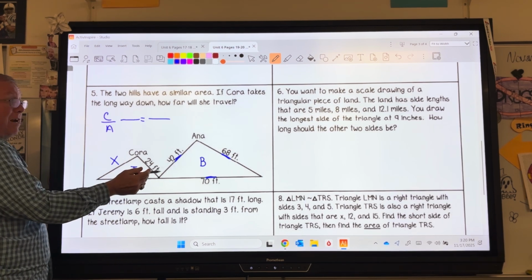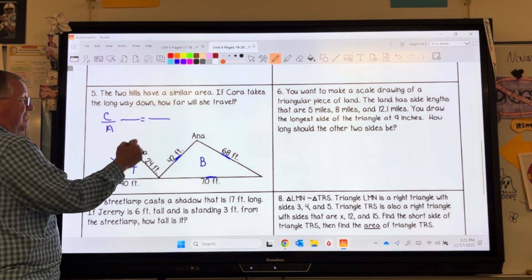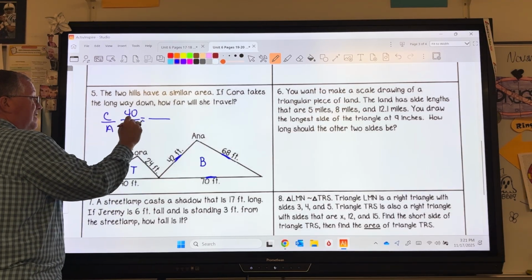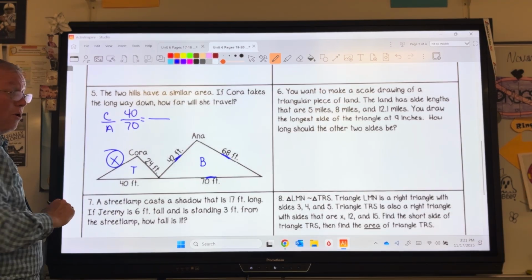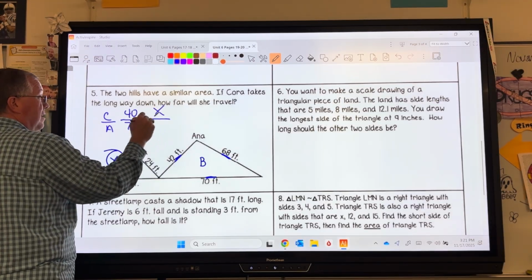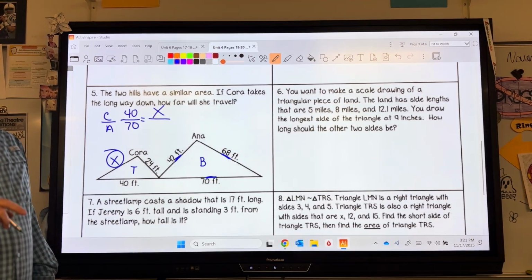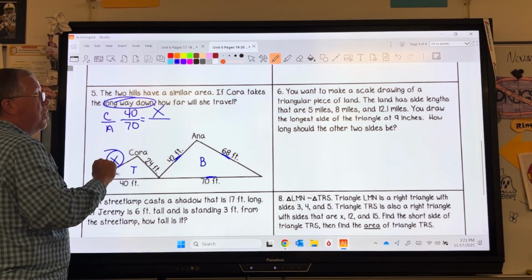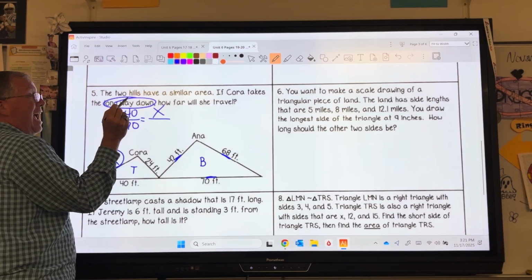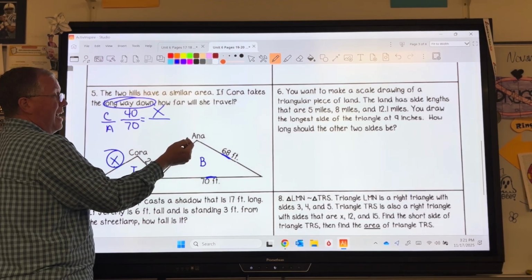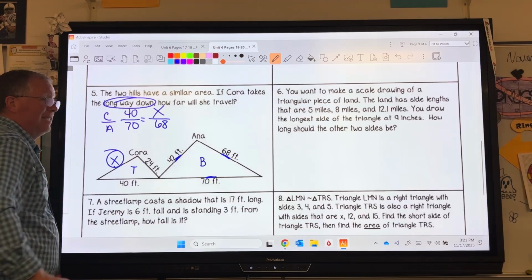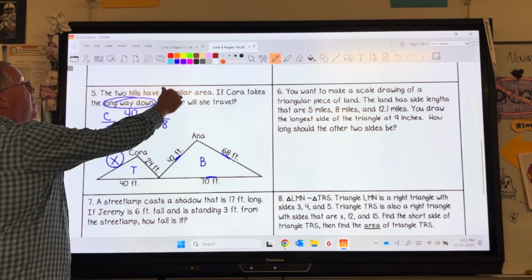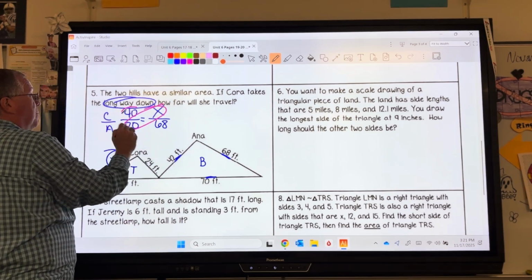So I can go bottom to bottom pretty easily because that's going to be easy to set up. So Cora, she's 40, Anna, 70. Now I need this side for Cora. That's X. But remember, Cora's looking for the long way down, right? She wants to take the long way down. So if this is her long way down, I got to pair up with Anna's long way down. And Anna's long way down is 68, okay? These are the base of the mountains. That's her long way down. So then I'm going to cross multiply.